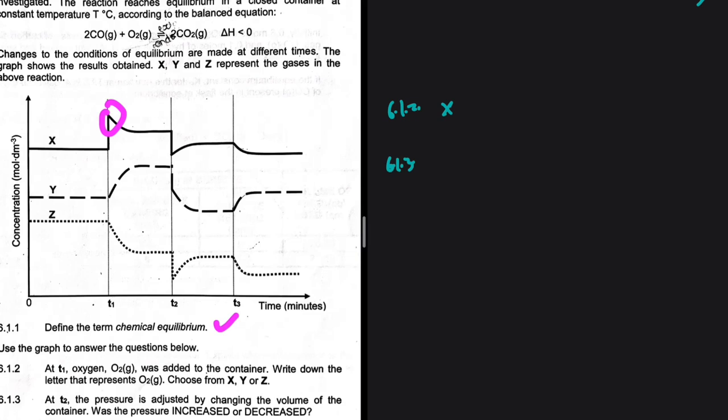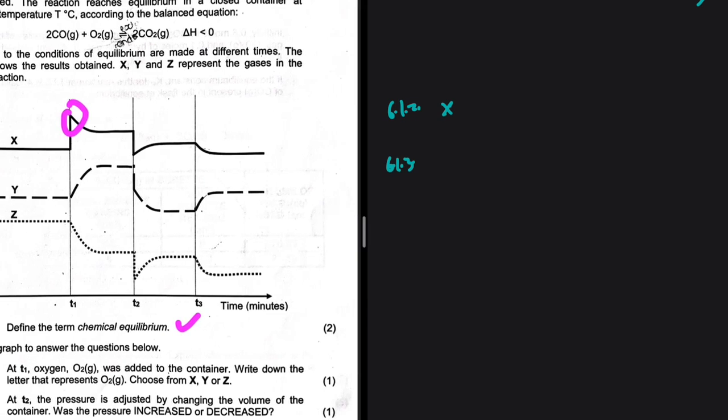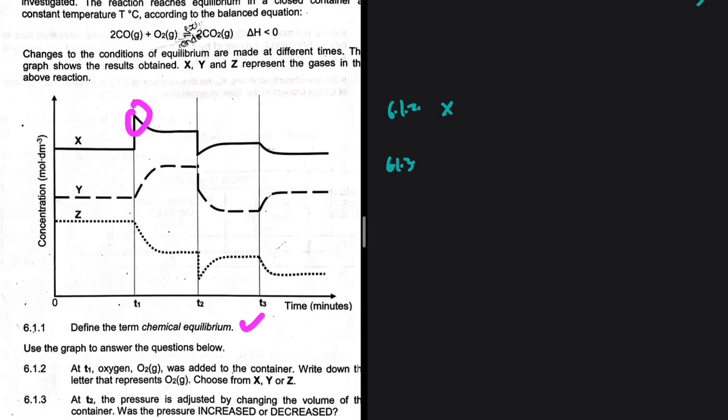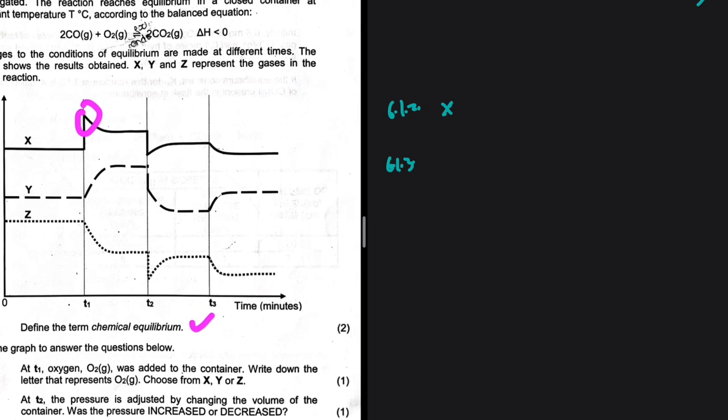6.1.3. At T2, the pressure is adjusted by changing the volume of the container. Was the pressure increased or decreased? How many marks? 1. Okay, I wish it was 2 or 3, because we really have to think. Well, in 6.1.4 we must explain, so I guess the 1 mark is justified. So let's take a look at T2. At T2, X goes down, right? So O2 goes down at T2. And then we have one other substance, Y, that goes down, and Z that goes up.